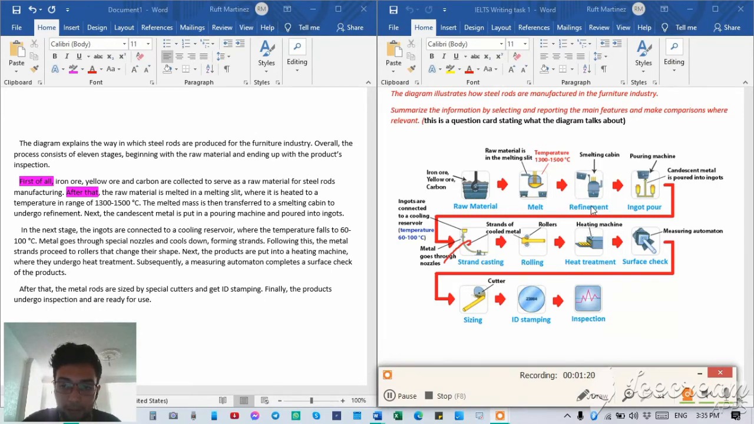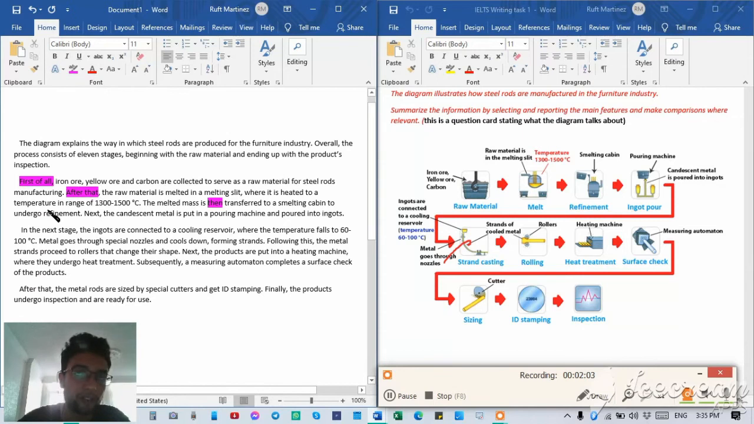So refinement, I do know what refinement is. It's a refinement. It's a smelting cabin. As you can see, the melted material, or melted mass, means the whole of it. Melted mass is then another connector. You can write it here, and you can add the beginning of the sentence: for smelting cabin, or you can say be poured into a smelting cabin. But since here we have the word pour, I'm going to say transferred to a smelting cabin for refinement.